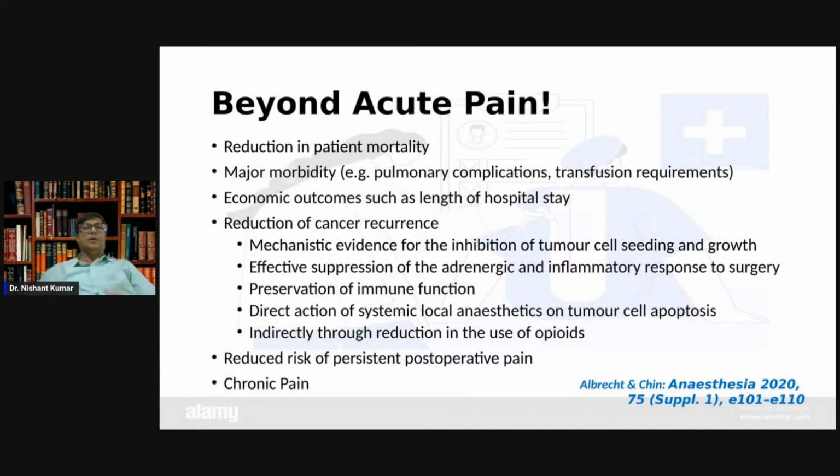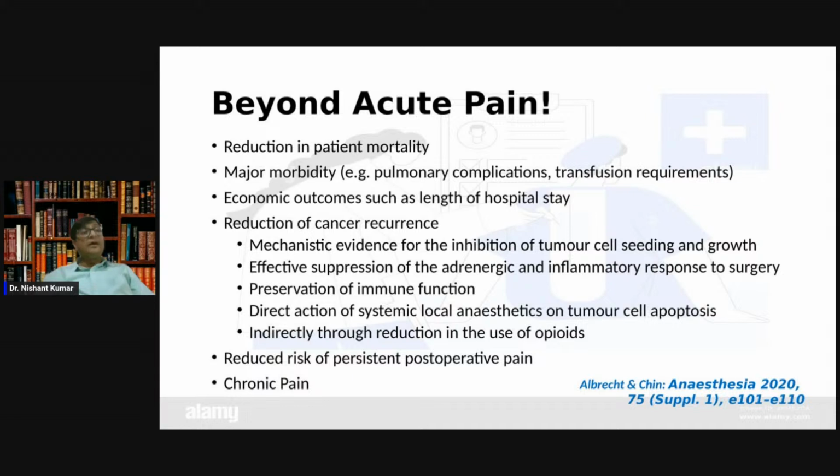Now, regional anesthesia was initially widely used for acute postoperative pain, then came for surgeries, but it is more than that. There is sufficient literature which proves that the use of regional anesthesia, even along with general anesthesia, reduces patient mortality, reduces major morbidity such as pulmonary complications and transfusion requirements, and thereby results in economic outcomes such as shorter length of hospital stay, which most of our administrators are interested in.